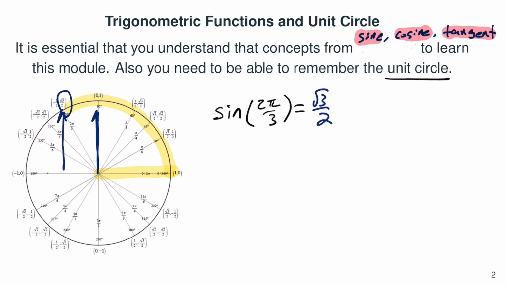In inverse trig functions, we will go opposite, and I'll explain what opposite means in a second. But for now, it's important for you to know the unit circle because we're going to refer to the unit circle in this section as well.